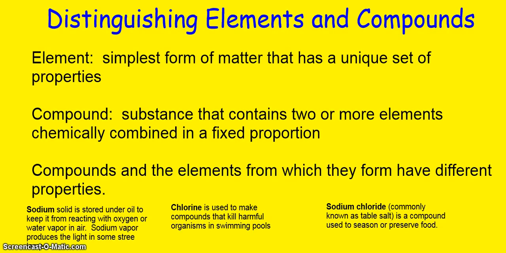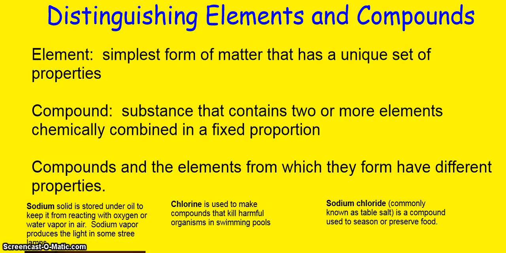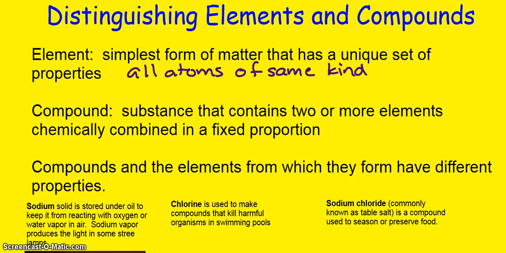When we're looking at pure substances, we are looking at elements and compounds. An element is our simplest form of matter, and all of the atoms are of the same kind. When I have a compound, it's going to contain two or more elements chemically combined, not physically, chemically, in a fixed proportion.